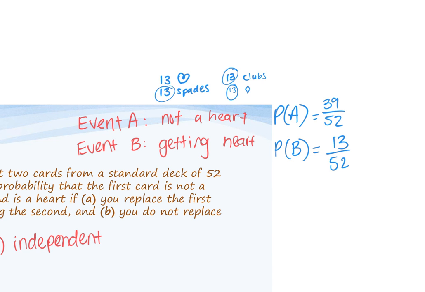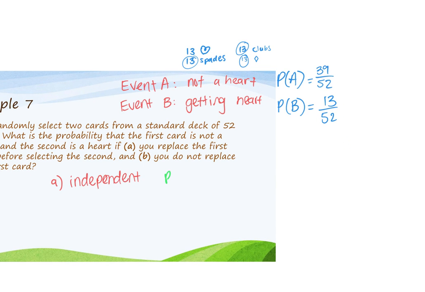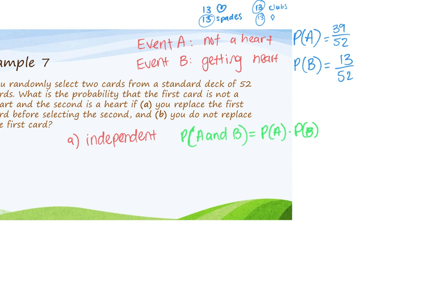So if we're finding the probability of A and B, what do I do with my two probabilities? You multiply them. This is going to be probability of A times probability of B, because remember, these are independent, since we're replacing them. So the probability of A and B is going to be 39 over 52 times 13 over 52.